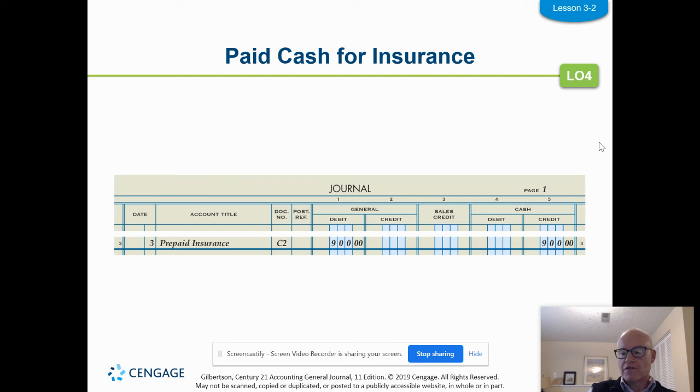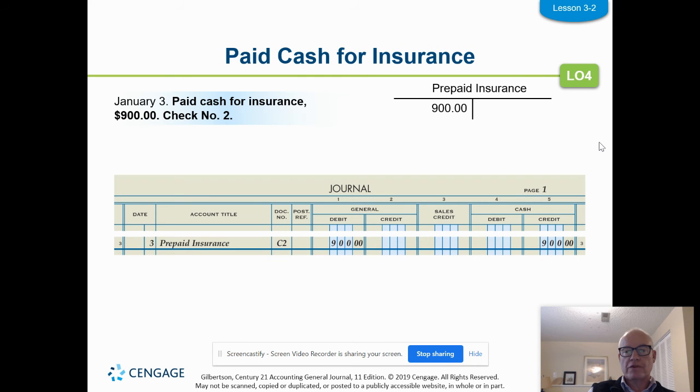So here we paid cash for insurance in our multi-column journal. All right. Check number 2. It's our source document. There's our T account for prepaid insurance, a $900 debit, the left side. Cash is credited on the right side for $900.